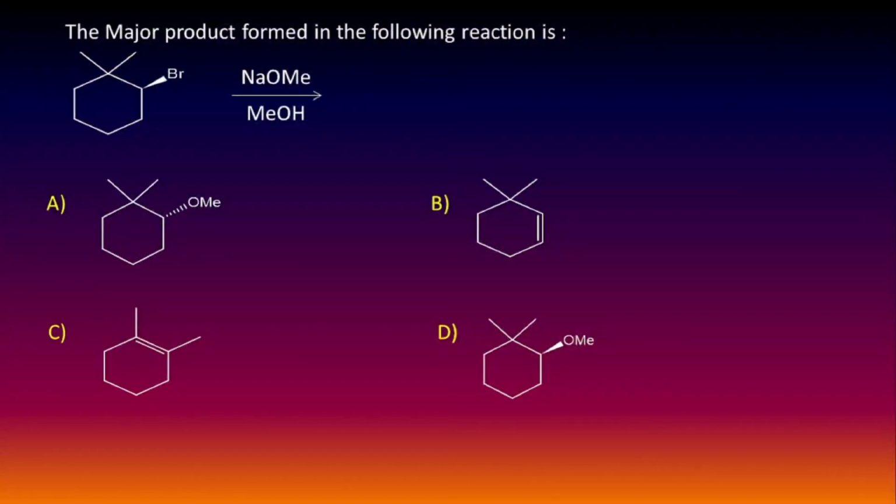Okay. The major product formed in the following reaction is, here you can see this compound. Okay. And you have been given NaOMe, sodium methoxide, and methanol. This sodium methoxide is a base, and base will extract the proton from where? Let's solve it.